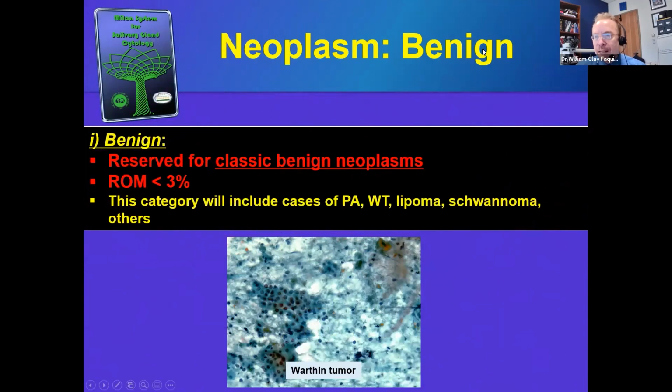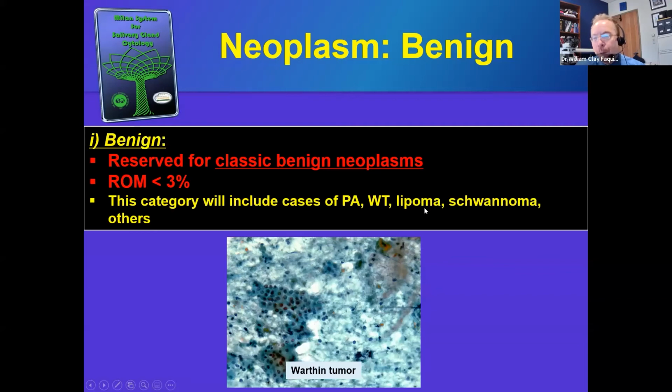So the neoplasm benign category is reserved for those lesions that we recognize as a neoplasm, and we also recognize them as a classic benign entity, including classic pleomorphic adenoma, classic Warthin tumor. Here's a Warthin tumor down here with these sheets of oncocytes in a background of dirty material and lymphocytes.